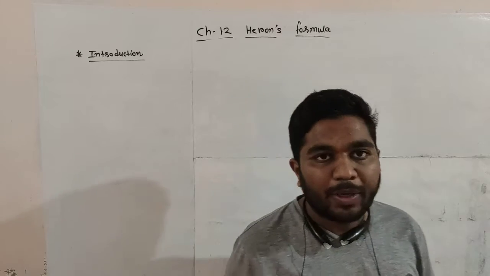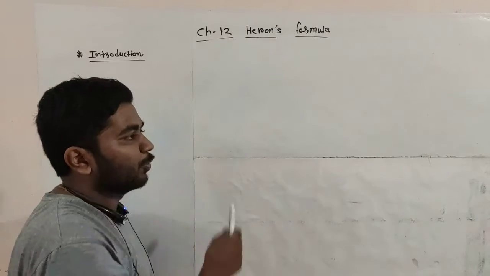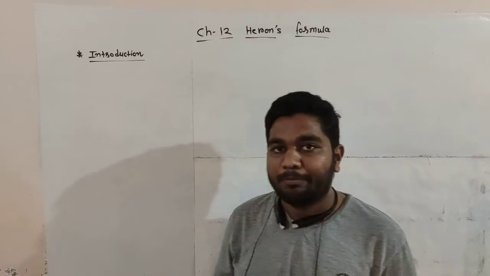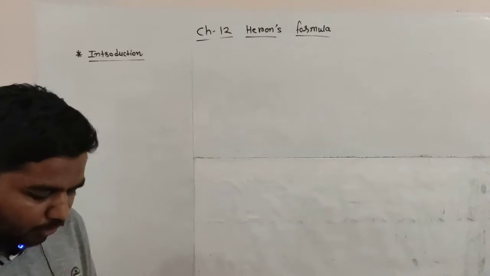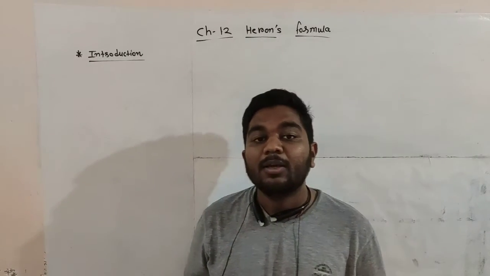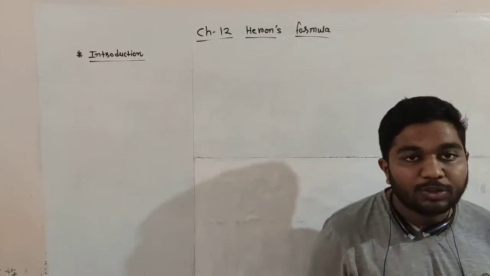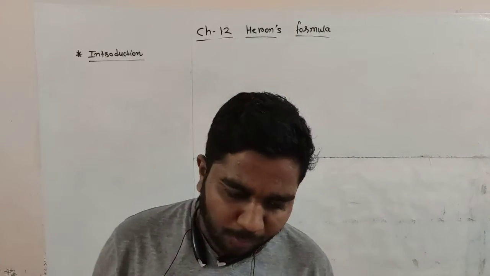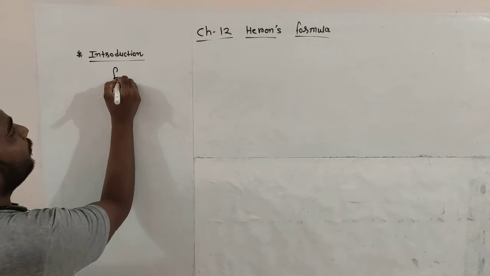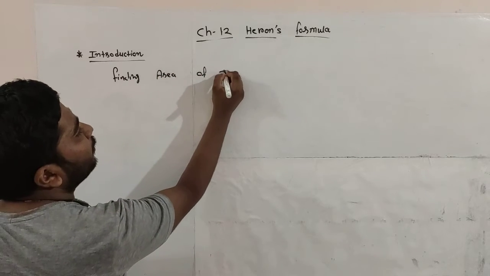Today in this video we are going to start our chapter number 12 of class 9th, that is Heron's formula. Now Heron's formula is a main topic for mensuration. Mensuration मतलब क्या? तो कोई भी चीज़ का मेजरमेंट करते हैं उसको हम बोलते हैं mensuration. And generally we are finding the area or volume of any particular geometrical figure. So Heron's formula is basically used for finding the area of a triangle.